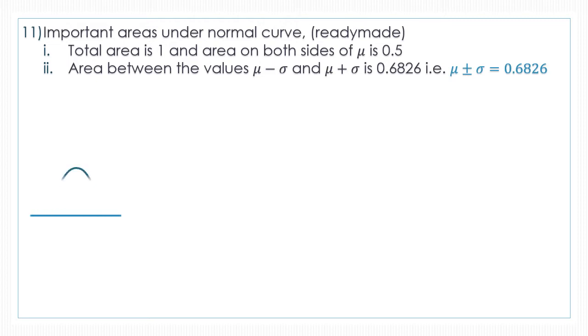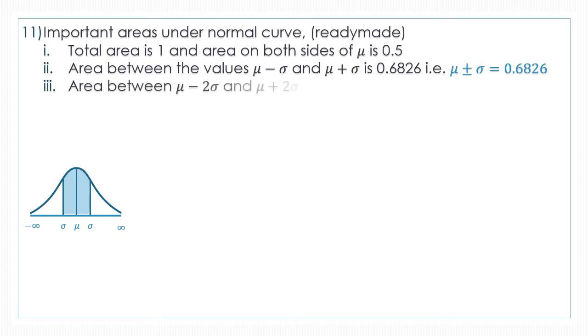Let's see it in a shape here. This is your curve with central value mu. So mu plus sigma and mu minus sigma means sigma on the right hand side and sigma on the left hand side of mu, which will be something like this. So the probability of this area is 0.6826. It's ready made, already calculated using the table.